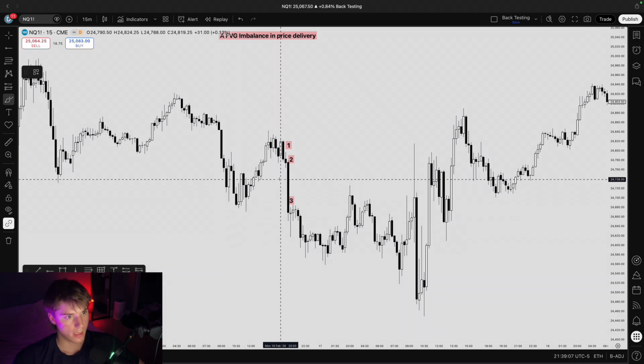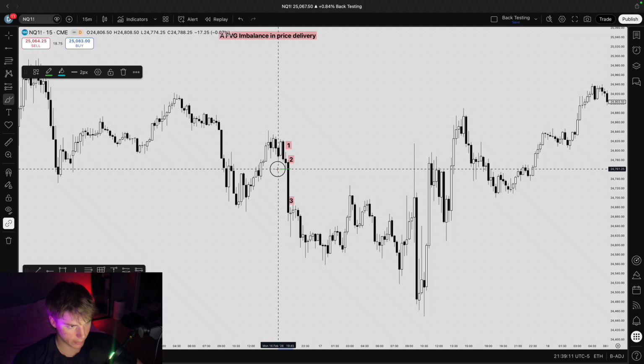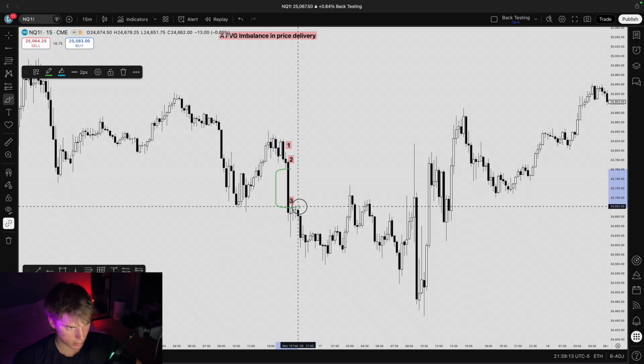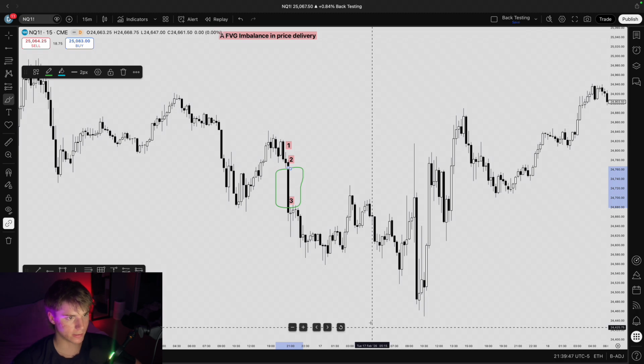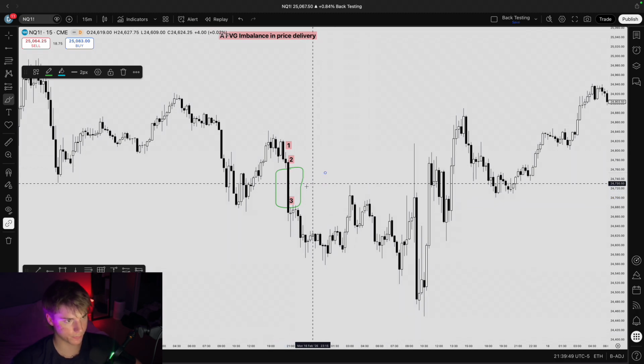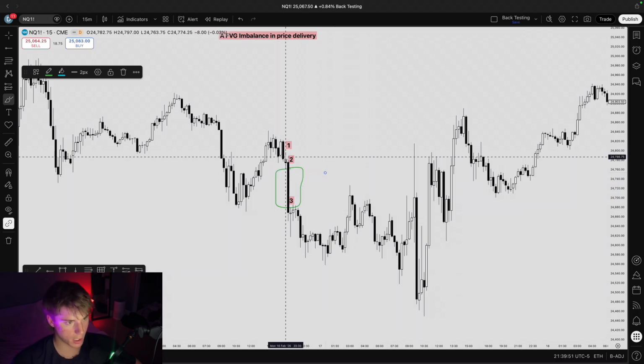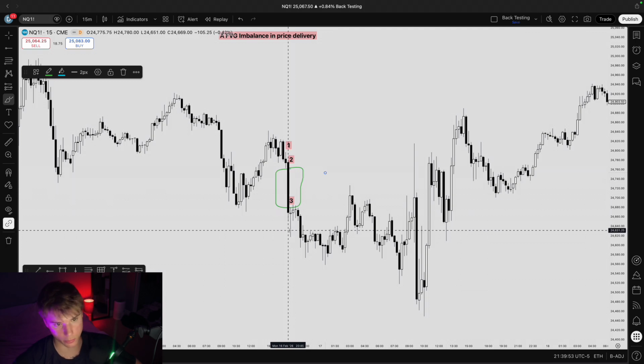So a fair value gap is going to be when you have this area of candle 2 open. The important thing to remember is that the wicks will not touch. So you can see candle 1's wick must not touch candle 3's wick.